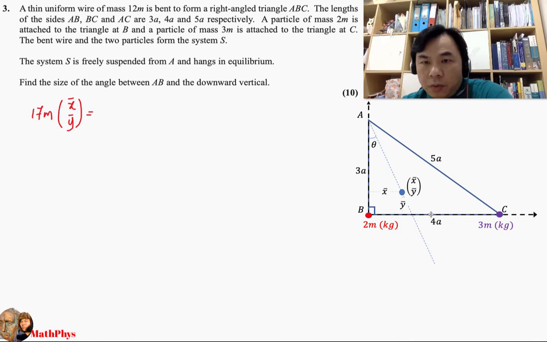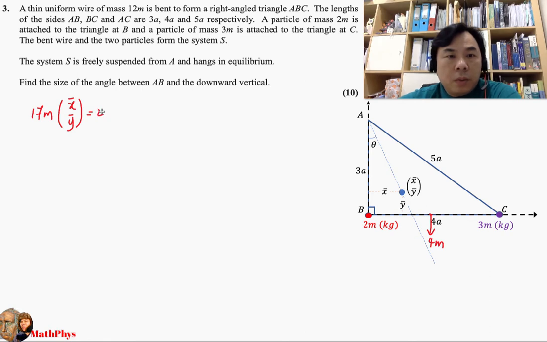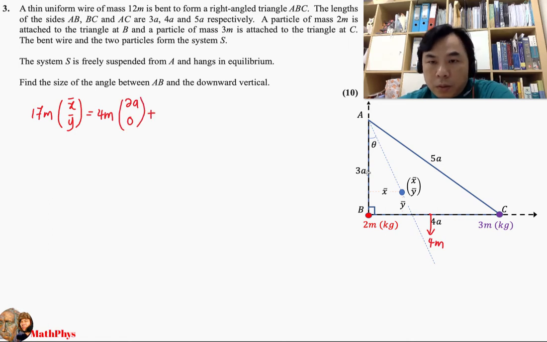I'm going to start off, for instance, from the length BC that has a mass of 4m. That will be 4m, located at 2a, 0. And then next I'm going to move on to here. It has a mass of 3m. So there's 3m, that is located at 0, 1.5a.